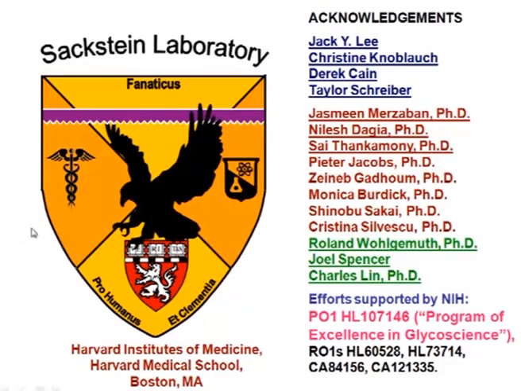Over here on the left side of the shield is the sign of the caduceus, the sign of medicine. On the right is the sign of research. And at the middle here is the shield of the Harvard Medical School. At the top is written the word Fanaticus Pro Humanis et Clementia. So we are committed to humanity and mercy. That's the purpose of our research.